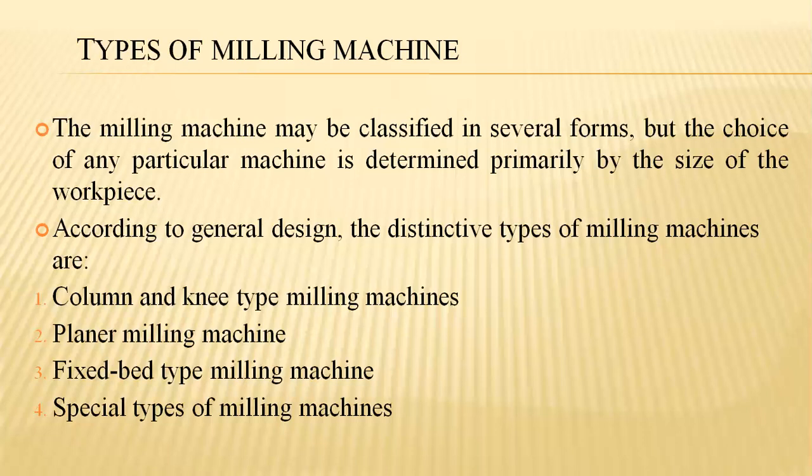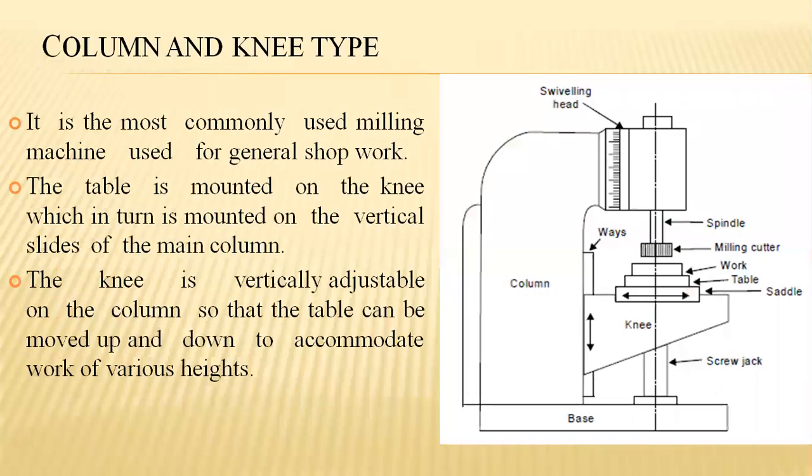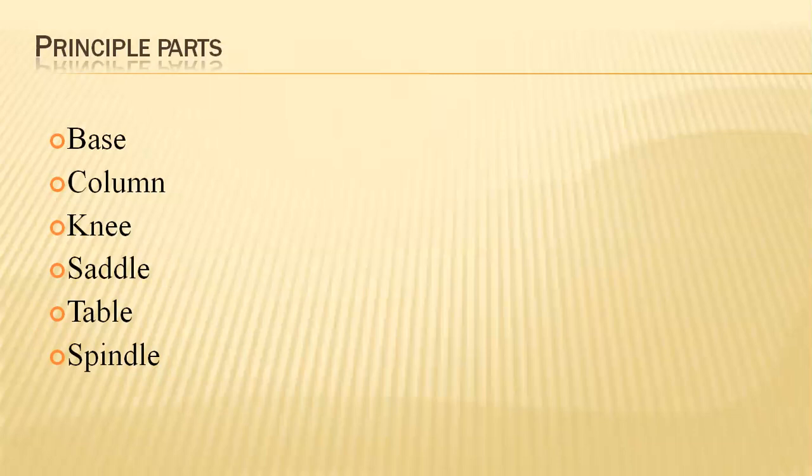That is what we are saying, that based upon the design parameters or the dimensional accuracies that need to be obtained, there are some distinctive types of milling machines. These are classified into four major groups: column and knee type milling machines, planar milling machines, fixed bed type milling machines, and special types of milling machines. These types of milling machines we will discuss in much more detail in the next class.